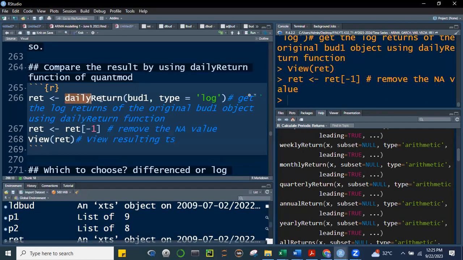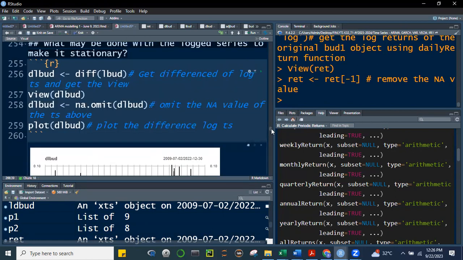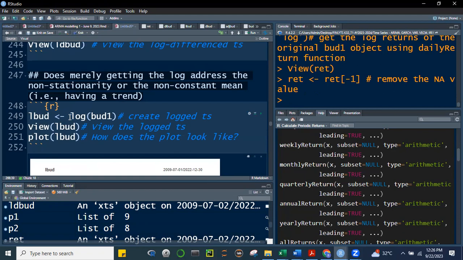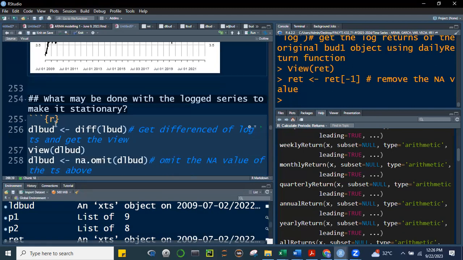So we used daily returns and then we identified the type. Pwede rin kasing discrete, or arithmetic. Yung arithmetic, ito yung regular returns lang, hindi siya log returns. Now I said, di ba, this is actually equivalent to what? The returns is actually equivalent to getting the log first, which is this one. You get the log first, and then get the difference of the log data set. Ito yun. So it's equivalent to DLBUD, which is obtained by getting the log of the data and then getting the difference.